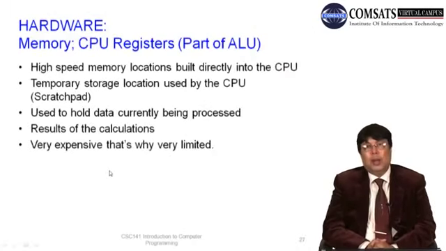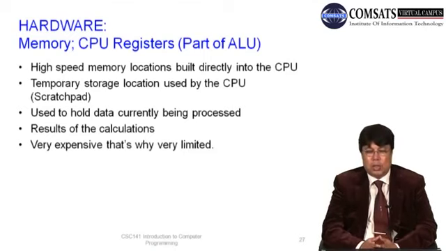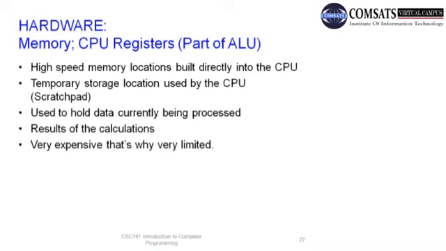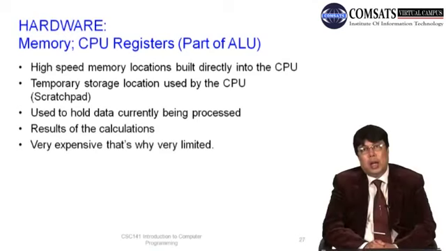Then we have memory which is very, very fast, and this memory is within the central processing unit. This means there is certain storage space which is called the registers, and these registers are within the CPU. Since they are within the CPU, that's why they are very fast and available to the CPU.